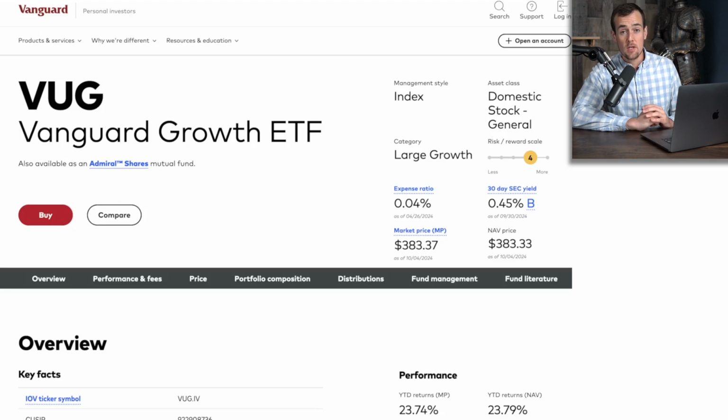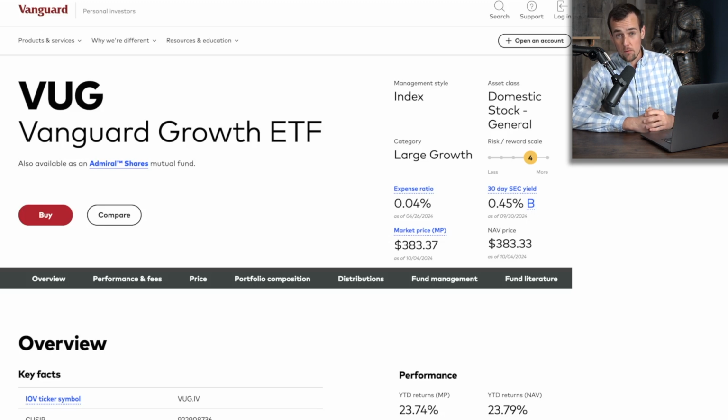Now, something like VUG is going to be more aggressive than VTI or VOO, for example, because you are concentrated in growth stocks. That means during a bull market, when stocks are going up overall, you would typically expect something like this to outperform. However, during a bear market, when we're seeing a crash or correction take place, this is going to get hit harder than something like VOO or VTI, for example.